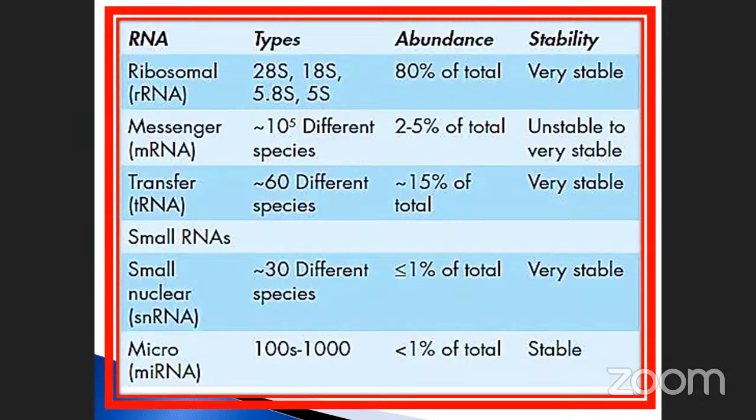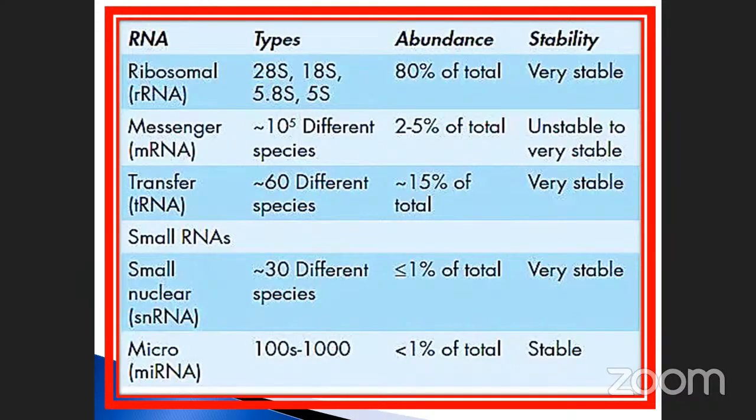Okay, unstable to very stable. The last one is called transfer RNA. It has 60 different species. This is present in 15% of the total. So the total comes out to 100%: 15, 5, 20, 20 plus 80, 100%.